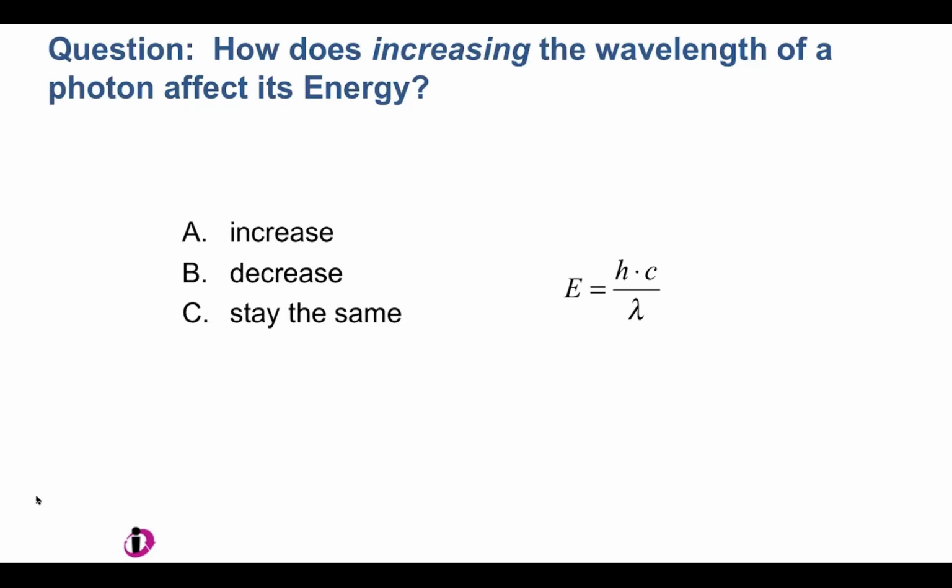Okay, now that you've guessed or told the right answer, the answer, of course, has to be that increasing the wavelength decreases the energy, right? Energy is inversely proportional to wavelength. If I increase this number on the bottom of this equation, again, h and c are constant. They can't change. If I increase the wavelength, that has to mean I'm making the energy smaller.